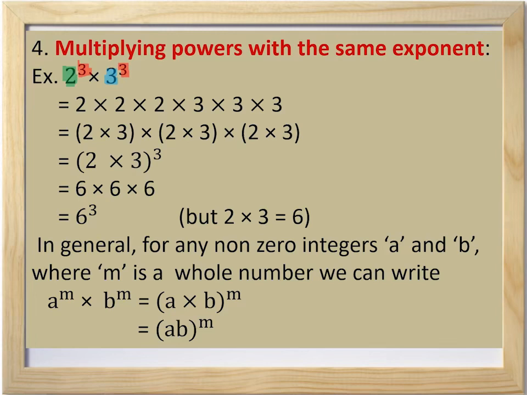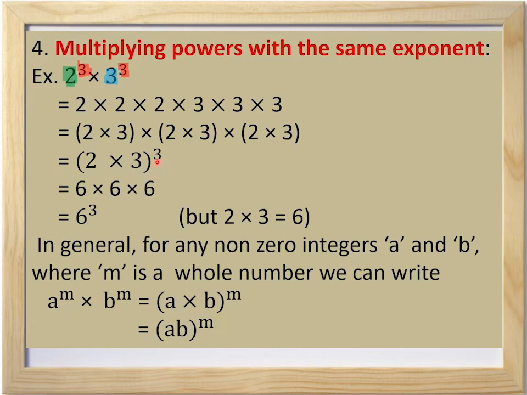Now children, I can write 2 raised to the power of 3 as 2 into 2 into 2, and 3 raised to the power of 3 as 3 into 3 into 3. Now I am going to make sets of 2 and 3. That is 2 into 3 into 2 into 3 into 2 into 3. Is it clear? How many sets are there? There are 3. So I can write this as 2 into 3, the whole thing raised to the power of 3.